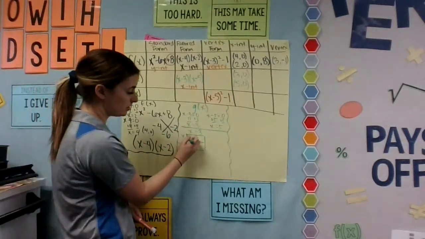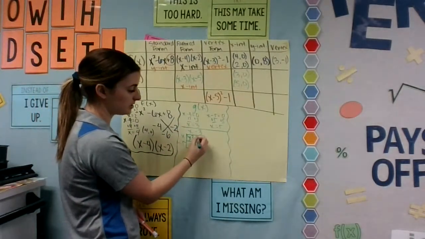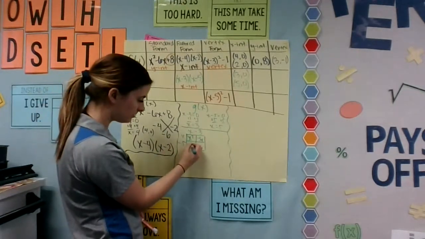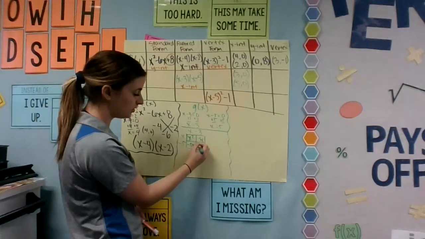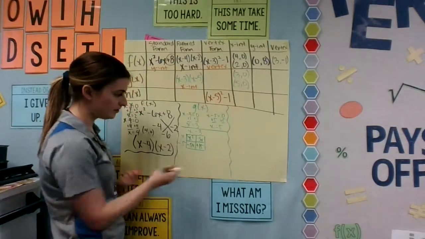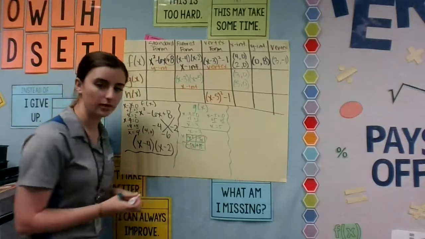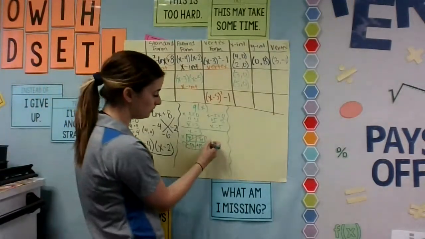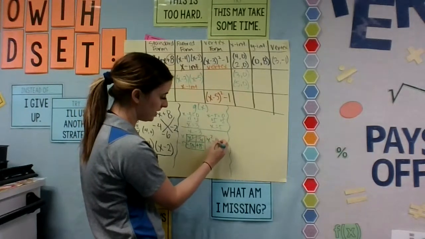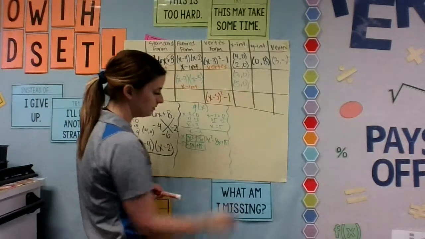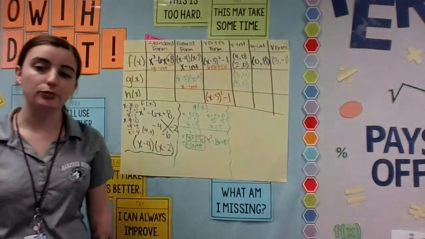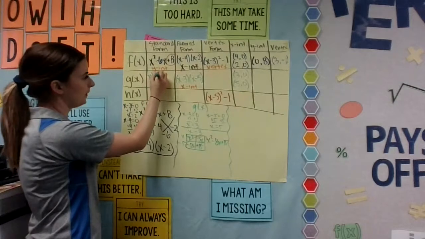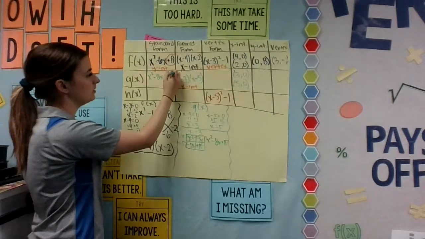So I'm going to multiply to get my standard expanded form inside. X times x is x squared. X times negative 3 is negative 3x. Negative 5 times x is negative 5x. And negative 5 times negative 3 is positive 15. Now I notice right away that negative 5x and negative 3x are like terms. I can combine them. So this all equals x squared minus 8x plus 15. That right there is my standard form.